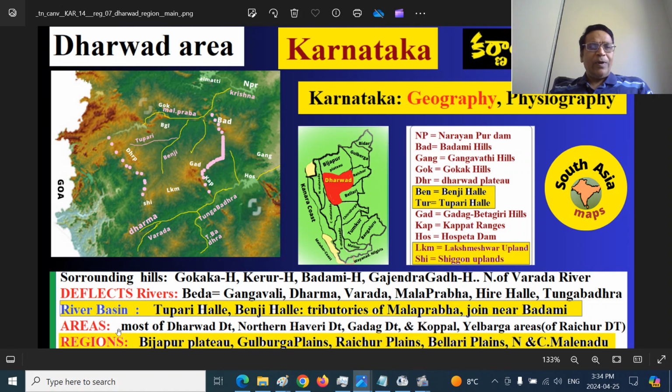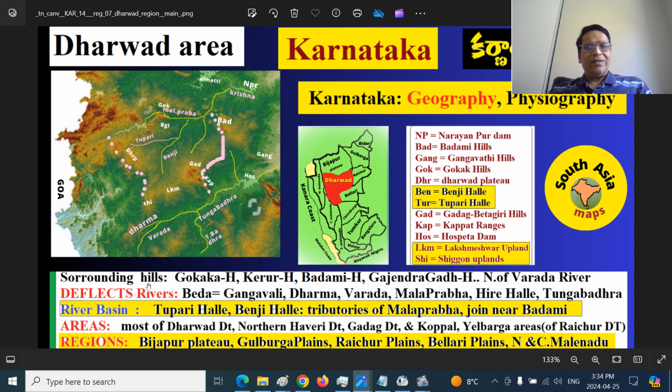What are the borders of this area? If it's the Dharwad plateau here, the eastern part is the Raichur Doab area, further south the Bellary plains area, Raichur plains area, and north is the Bijapur plateau area. On the border is also the Bhima Valley, central Bhima Valley or Kalaburagi or Gulbarga area, and this is the Malnad region, that is the northern Malnad region.